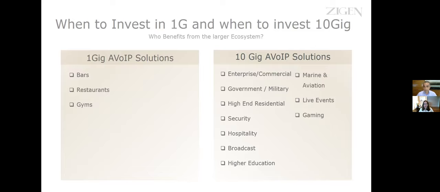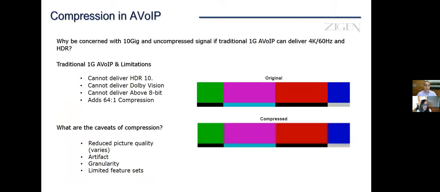But we have started talking about compression, Ed, so we can go to the next slide and look at that. This is compression in AV over IP. This is a question that we get asked a lot: why do we need to be concerned with 10 gig and uncompressed signal if the traditional 1 gig AV over IP can supposedly deliver 4K 60 hertz and HDR?